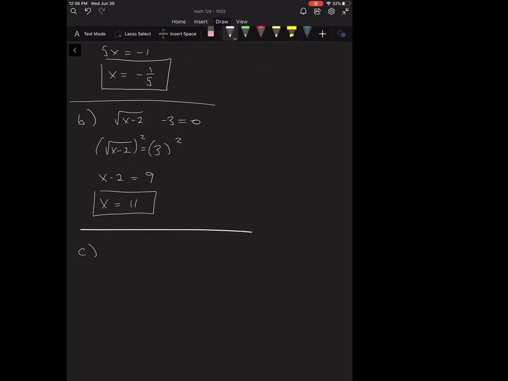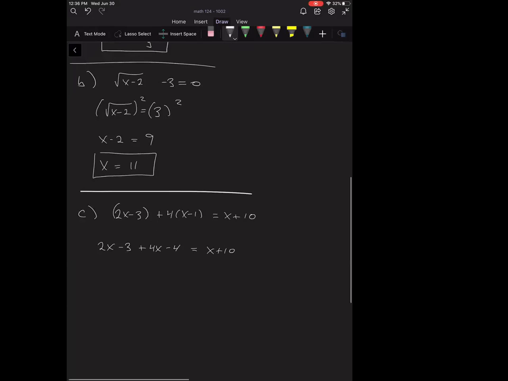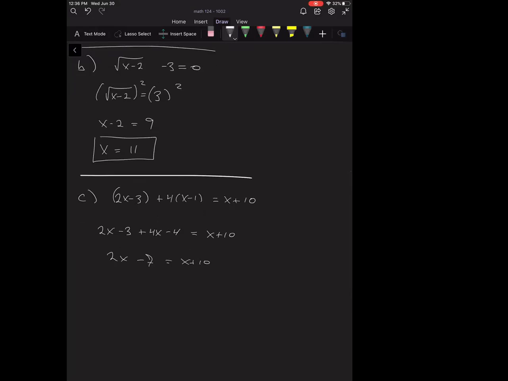For C, we have 2x minus 3 plus 4 times (x minus 1) is equal to x plus 10. So to solve this, let's distribute everything. The first piece, that's just 2x minus 3. Then we have plus 4x minus 4, which is equal to x plus 10. On the left-hand side, we have 2x minus 7 is equal to x plus 10. Then we can subtract the x over to the left, and then also add the 7 over to the right. And so we're going to get x is equal to 17.